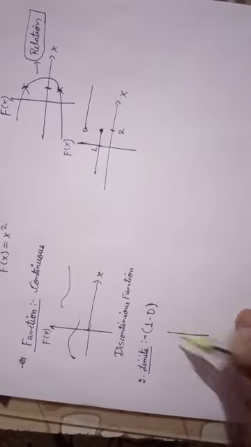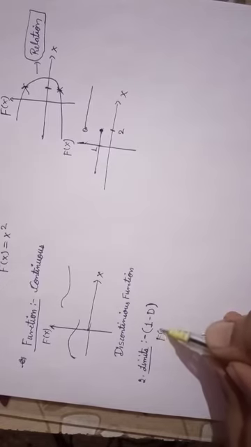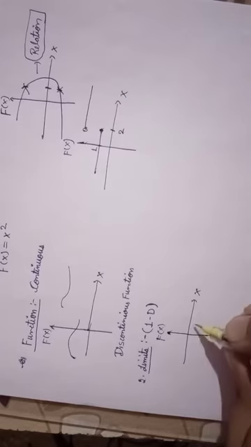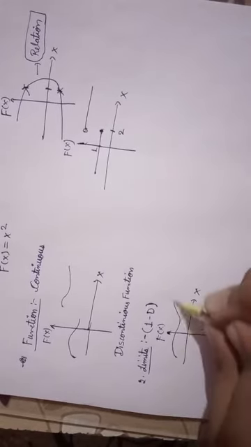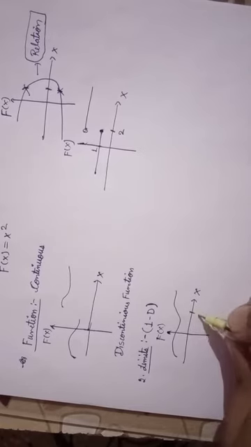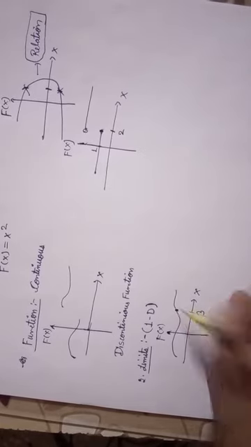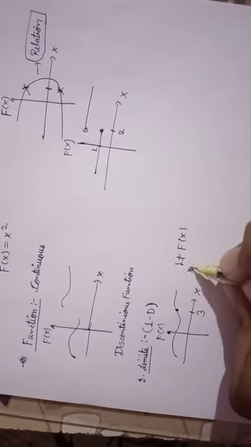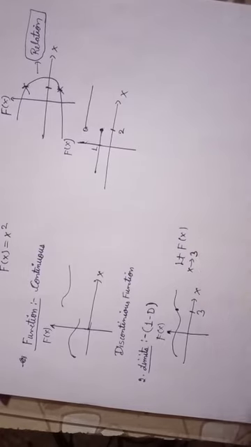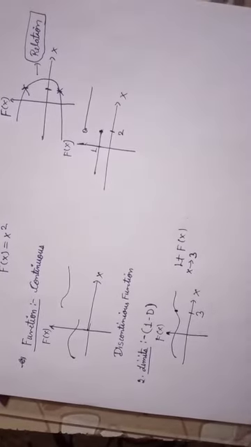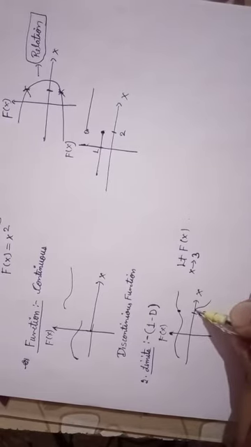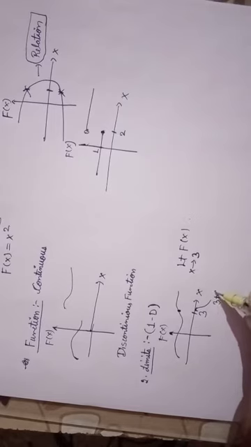So suppose we have f of x and this is the x-axis. Now suppose I have a function like this, and let's say this is 3. Now when I say limit of f of x as x tends to 3, what do we actually mean by this? Suppose we are at 3 plus some value, let's say this is 3 plus delta x.